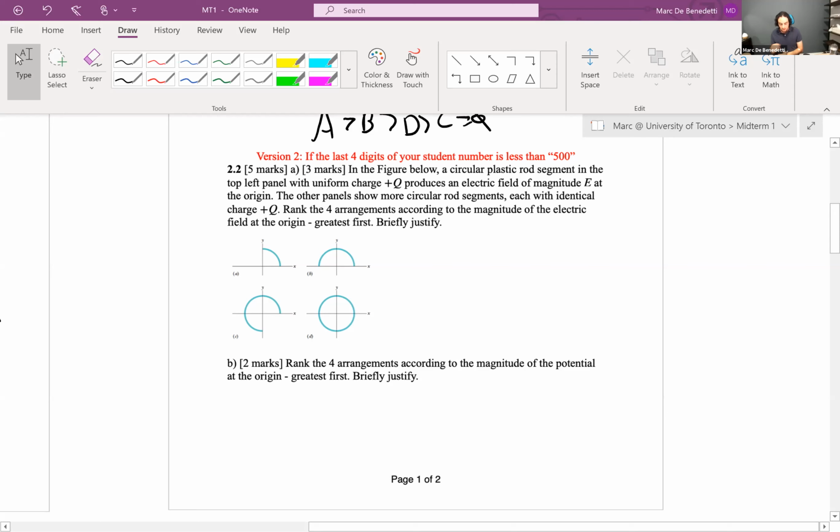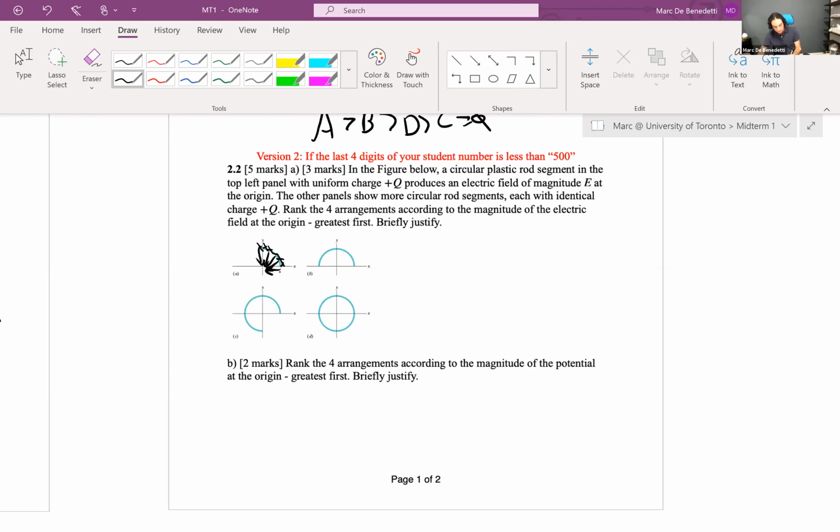This question here, we have charged semicircular or quarter circle pipes. So this one is saying to rank the E field at the center, and B is rank the voltage at the center. So these are all a bunch of positively charged particles, each of which is contributing a tiny E field vector at the center. And then we're asked to compare what that would be with respect to each other.